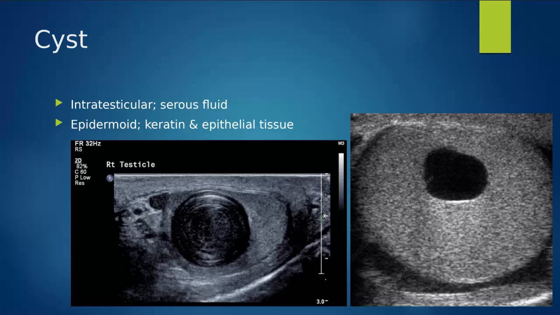Next, we have cysts. We can have intratesticular cysts. These are mainly just going to be made up of serous fluid, nothing to be concerned about. We also can have what are called epidermoid cysts, and I don't really like associating it with the term cyst, because a cyst in the ultrasound world means a benign serous fluid filled structure. An epidermoid cyst is not made of serous fluid. It's made of keratin and epithelial tissue.